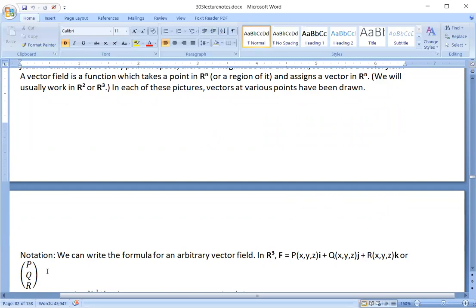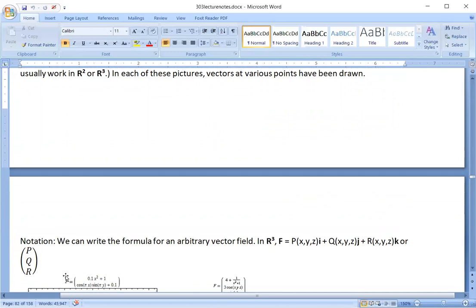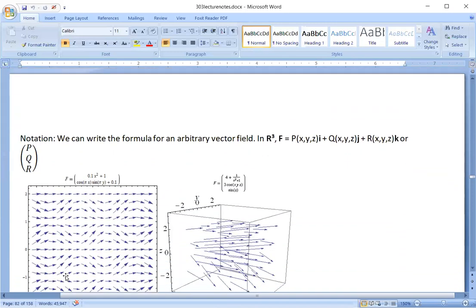And from now on, when we use capital P, capital Q, capital R, we're going to understand that refers to these functions, which are components of a vector field. So that's what P, Q, and R stand for from now on. Okay. So here are some examples.